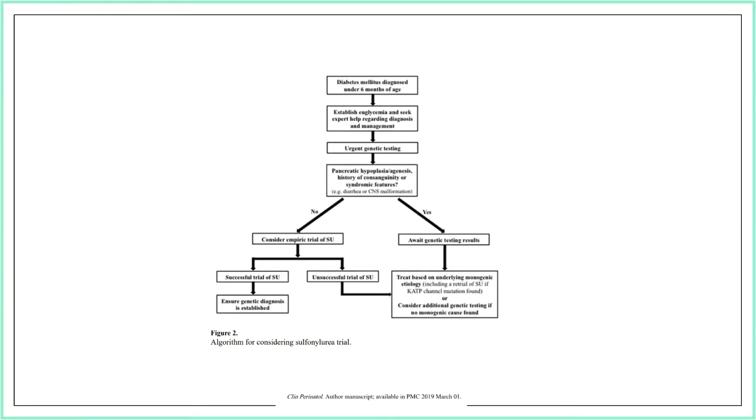So if you have a child whose diabetes mellitus is diagnosed under 6 months of age, first of all, establish euglycemia, get urgent genetic testing, obtain an ultrasound to determine whether the pancreas is present or not, evaluate for any consanguinity or syndromic features. If not, then consider an empiric trial of sulfonylureas. If there is hypoplasia or agenesis of the pancreas, or you have other comorbid features that point you towards a different mutation, then await the genetic testing results.